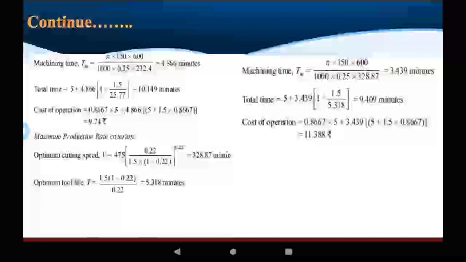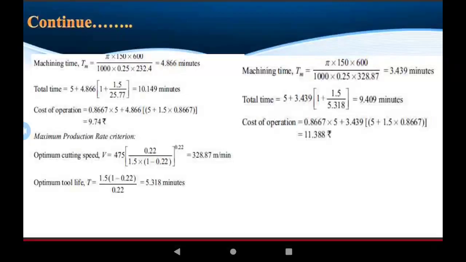Continuing, find the machining time Tm, which equals pi into D into L upon 1000 into f into v, where v is the optimum tool speed. Pi into 150 into 600 upon 1000 into f, with the feed rate given as 0.25 and the optimum speed 232.4. The machining time is 4.866 minutes.